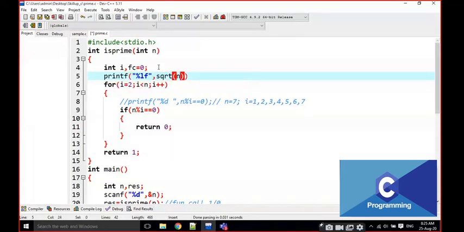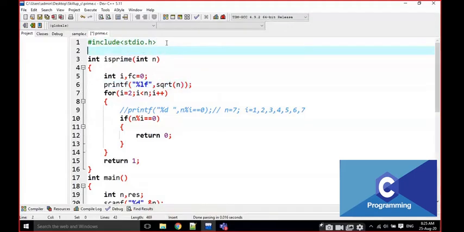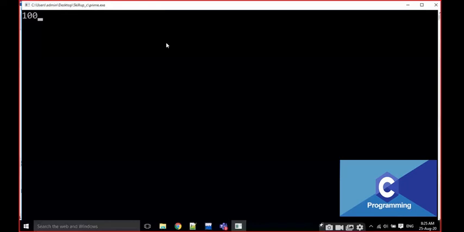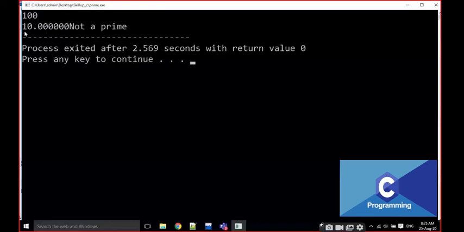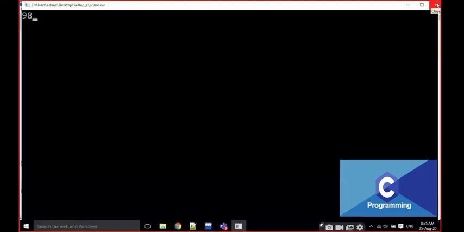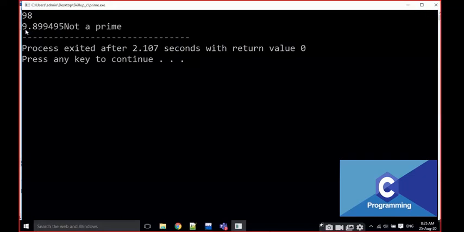SQRT of num. What is the SQRT function? It is a mathematical function. That's why we have to include the math.h header file. If I execute it, for example, with 100, what is the square root here? 10.000. For example, if I execute 98, it is going to be 9.8, like this.